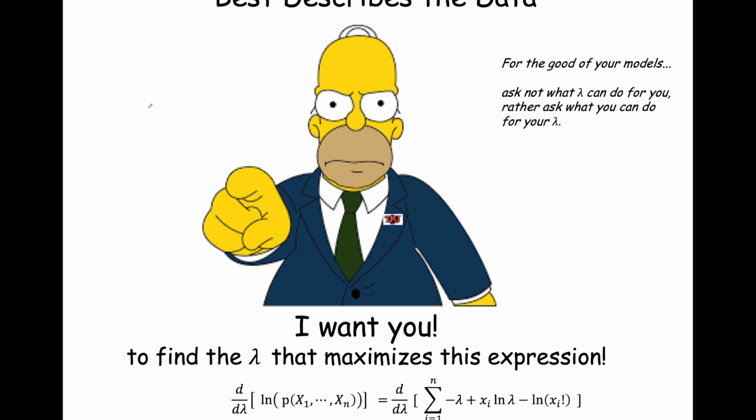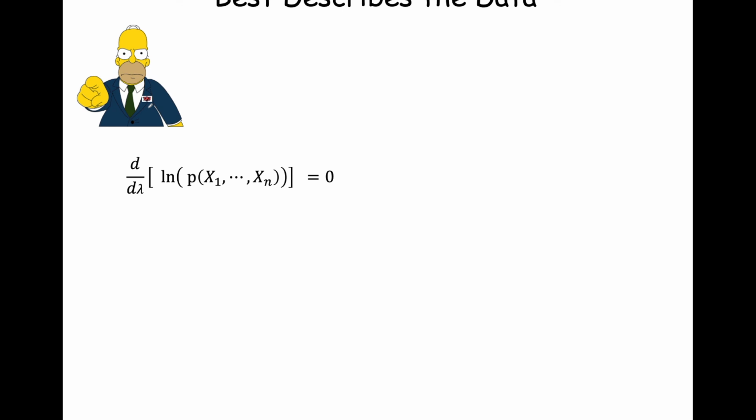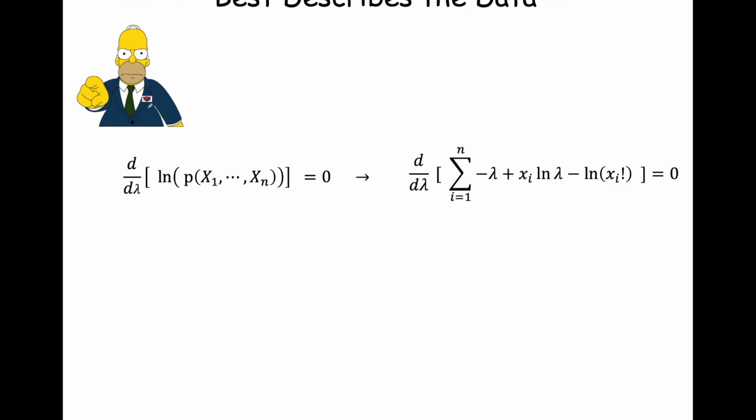And so this is going to be the form we use for our max likelihood estimation. So we have d/dλ of the log of this joint distribution over all the observations, set it to zero. So d/dλ of our sum, i goes from 1 to n, of minus λ plus x_i ln λ minus ln of x_i factorial, set that equal to zero.